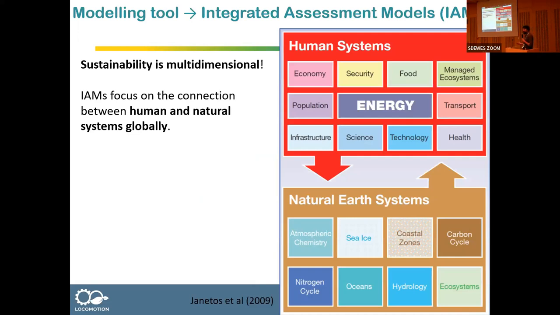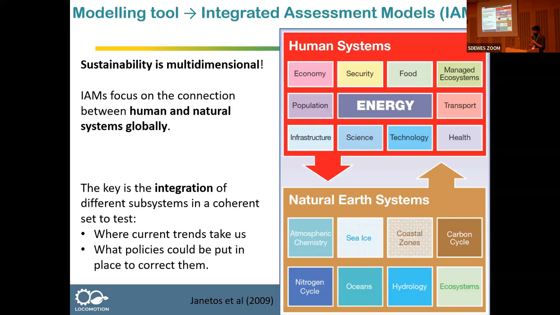This is why integrated assessment models are an interesting tool, because if sustainability, both social and environmental, is multidimensional, you need a model which is multidimensional in order to analyze it. These models are called integrated assessment models. You have always two big parts. You have the representation of human systems with dimensions such as economy, population, food, transport, technology, and of course energy. And then you have the interaction between them and with the natural earth system, so typically climate system, ocean system, land system, etc. The key is the integration of the different subsystems in a coherent set to be able to test where the current trends take us. We identify some problems and then we try to see which policies could help us to correct them.